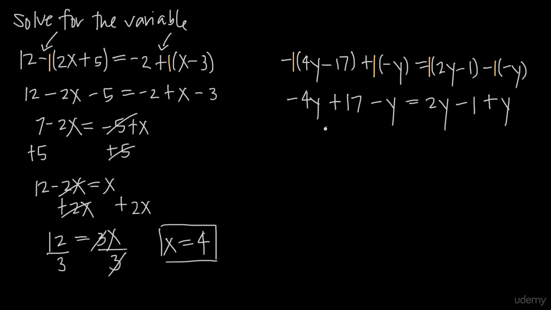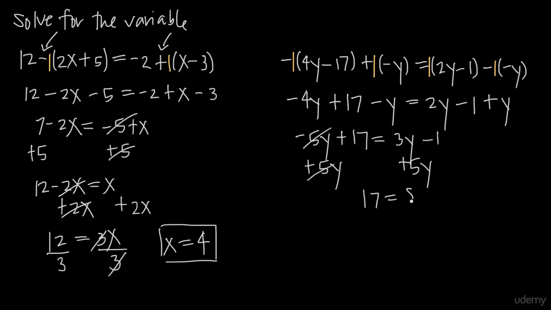So combining like terms on the left, we have a negative 4y and a negative y gives us a negative 5y plus 17 equals 2y plus 1y is 3y minus 1. Now we'll go ahead and add 5y to both sides. That'll cancel the negative 5y on the left, leaving us with just 17 equals 8y minus 1. Then we'll add 1 to both sides to cancel the 1 on the right. Negative 1, positive 1 cancel with one another. And then we're left with 18 is equal to 8y.